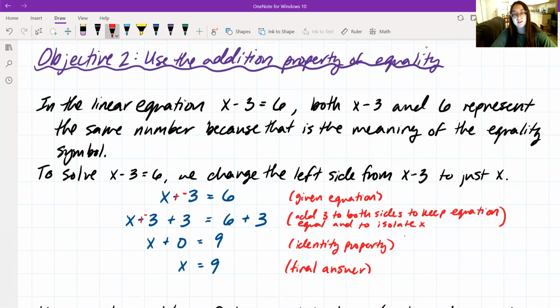And when we had that one step before our final answer, x plus 0 is equal to 9, and we simplified to just x equals 9, that was using our identity property.